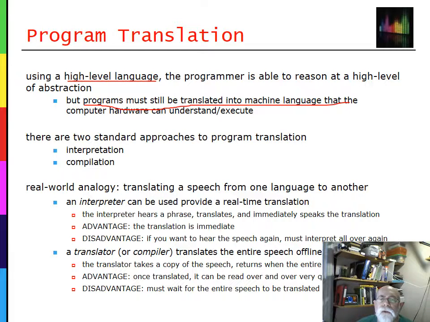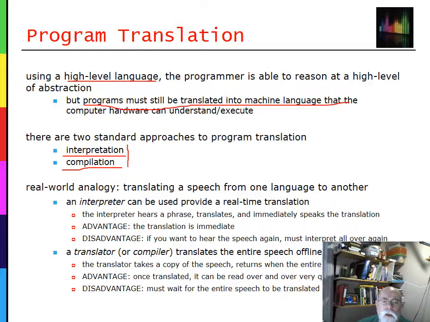So all programs that you write, even in high-level languages, have to be translated into machine language first. There are two standard ways of doing this: the interpreter, or interpretation, or the compiler, or compilation. C++ uses a compiler. JavaScript is interpretive, so is Python, and several other languages.